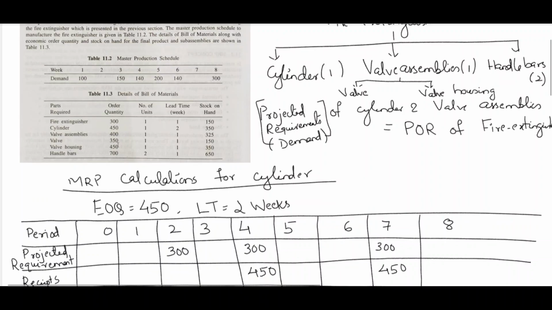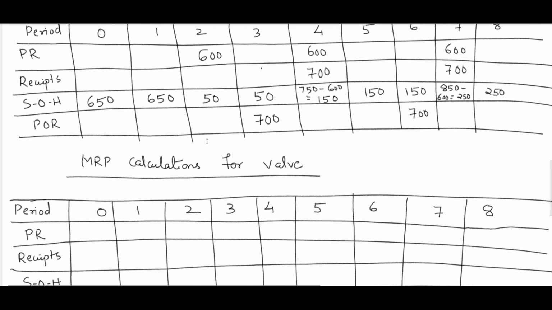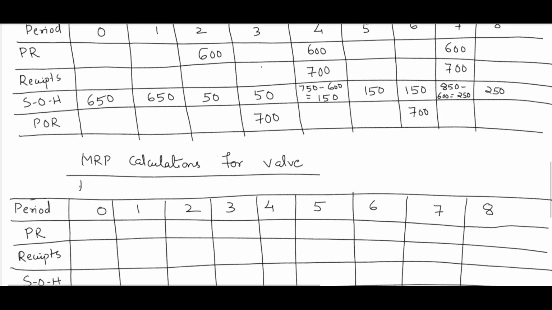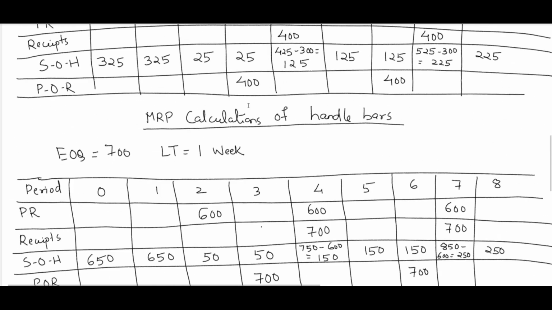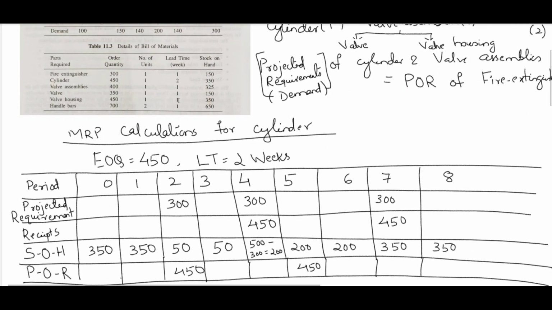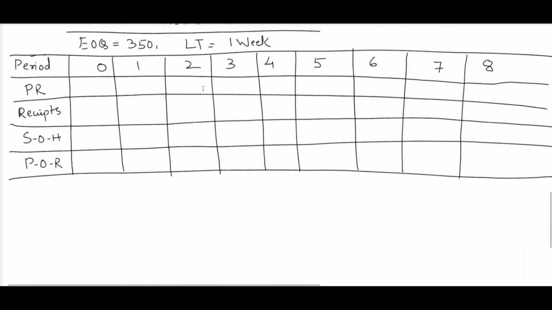Okay, so this is the MRP calculation of valve. For valve, economic order quantity is 350, lead time is 1 week, and stock on hand is 150. I suppose stock on hand is 150. Okay.